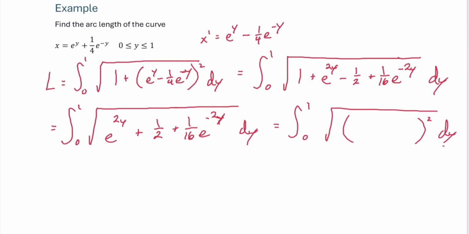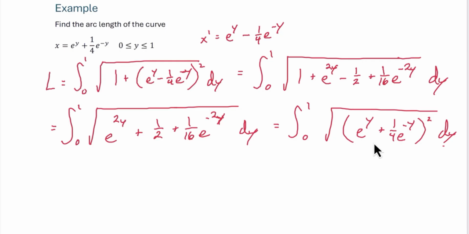If we take the square root of the first term, we get e to the y. And if we take the square root of the last term, we get plus 1/4 e to the negative y. Notice if you square this binomial, you'll get this trinomial that we have here under the radical. Square the first, we get e to the 2y, double the product, multiply these two terms together, and then double it, and we get 1/2. And then square the last term, we get 1/16 e to the negative 2y.